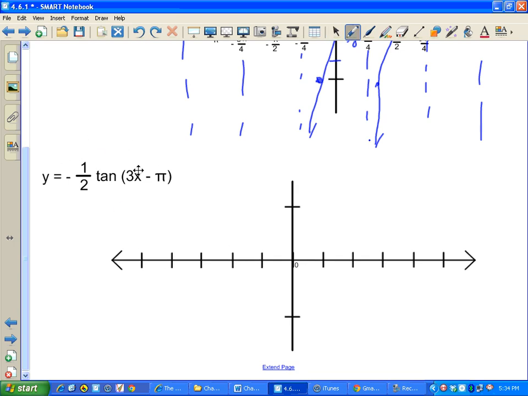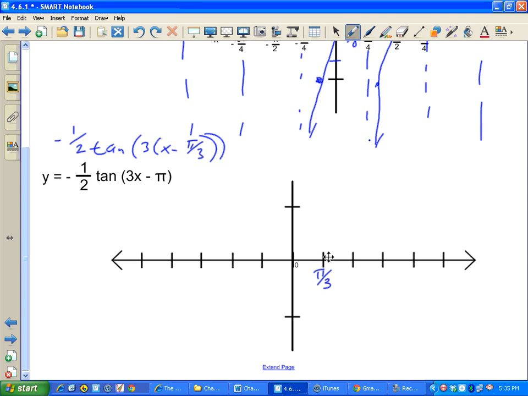So let's see. My period, I'm going to divide this out. So this is really tangent of 3x minus pi over 3. Amplitude's negative 1/2, so that's going to flip it. So instead of going right and up, I'm going to go right and down. The whole thing's been shifted pi over 3 to the right. So let's just make this pi over 3.